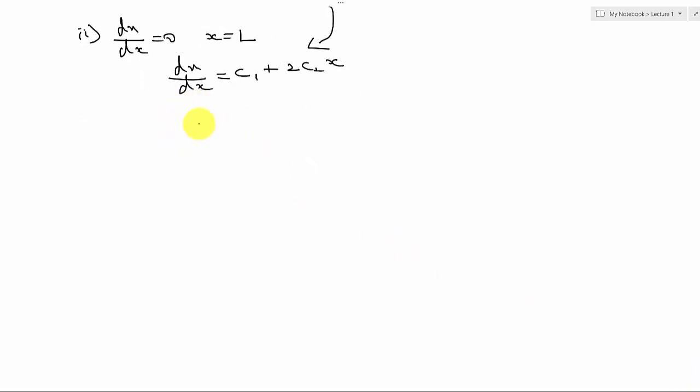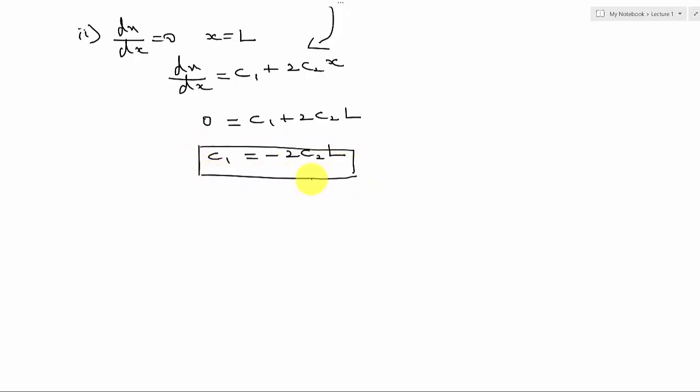Fine. So I can substitute it. du by dx is 0 at x is equal to L. So c1 plus 2c2, in the place of x substitute the boundary condition value, that is x is equal to L. Now c1 is equal to minus 2c2 L. So this is my second constant.